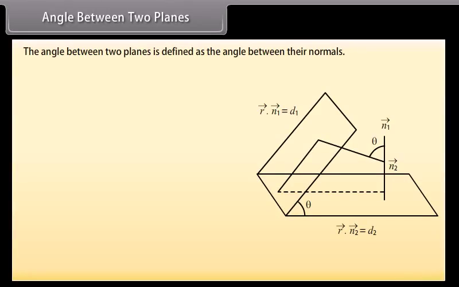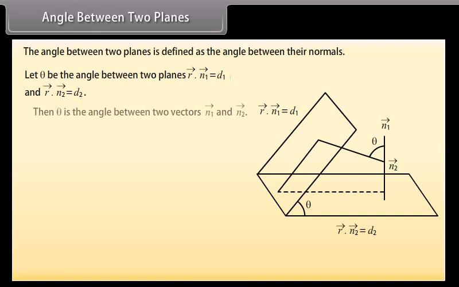Angle between two planes. The angle between two planes is defined as the angle between their normals. Let theta be the angle between two planes, dot product of vector r and vector n1 equals d1 and dot product of vector r and vector n2 equals d2. Then theta is the angle between two vectors n1 and n2.